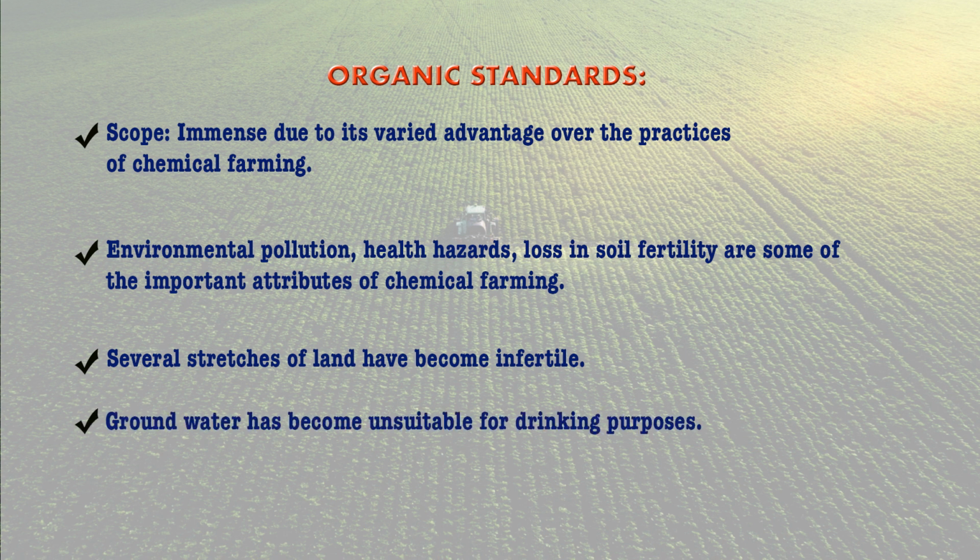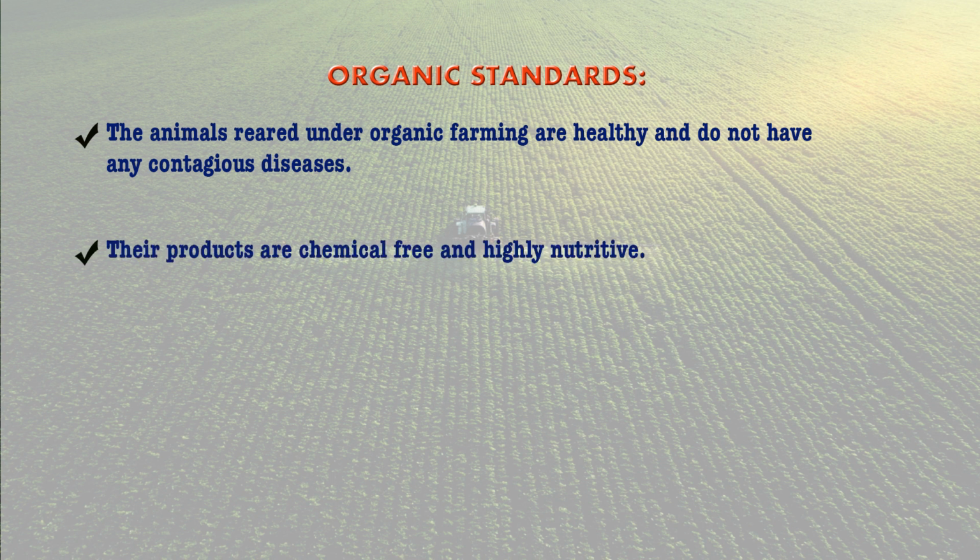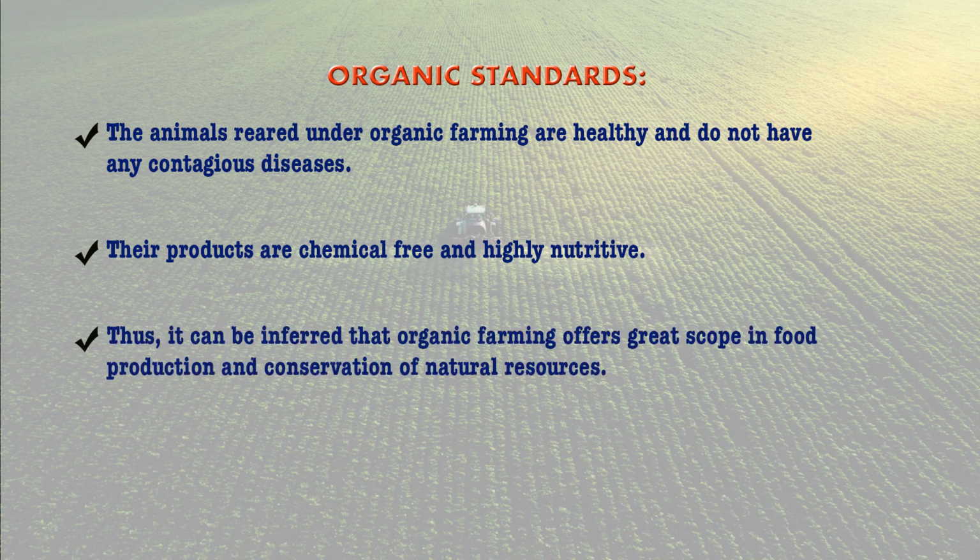The groundwater has also become unsuitable for drinking purposes. The animals that are reared under organic farming are healthy and do not have any contagious diseases, and their products are chemical free and highly nutritive. So thus it can be inferred that organic farming offers a great scope in food production and the conservation of natural resources.